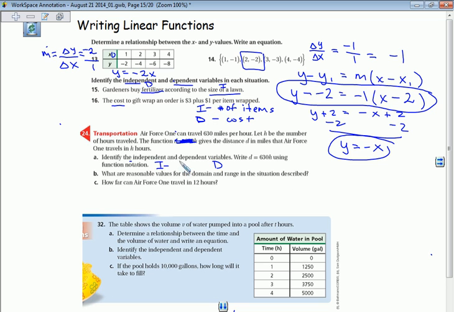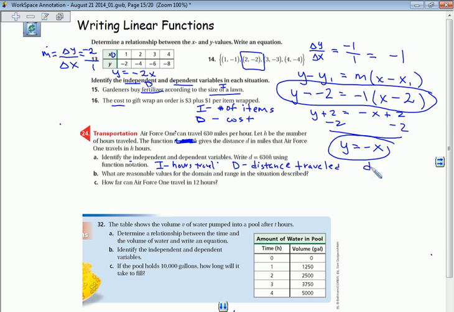Hours. The hours of travel. And what is dependent? The distance. So the distance traveled depends on the amount of time we have traveled. Does that make sense? Okay.